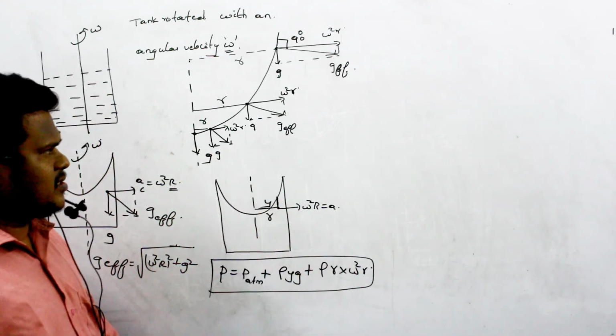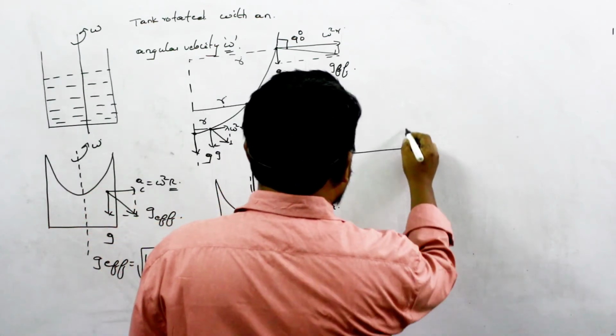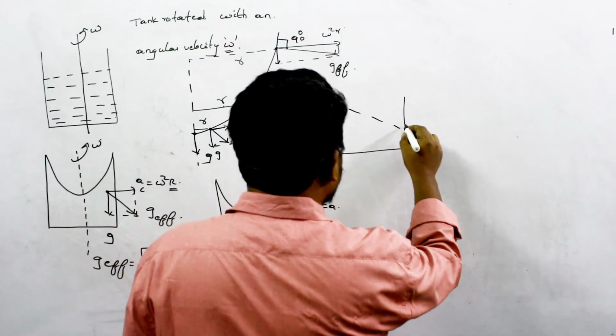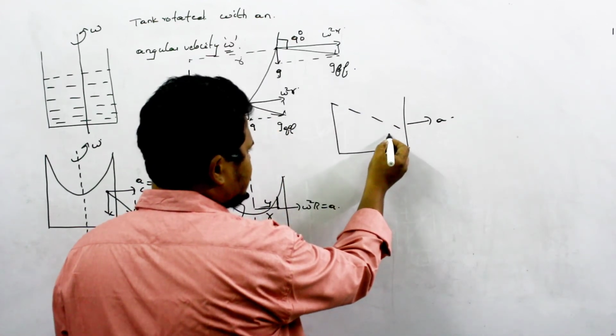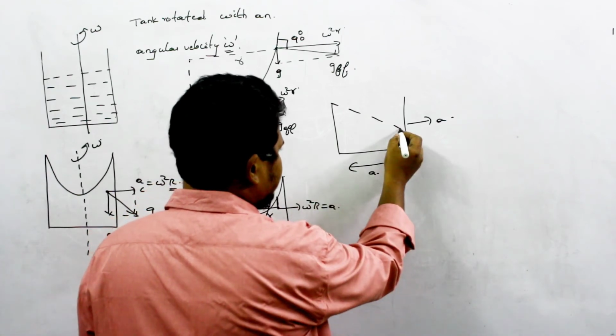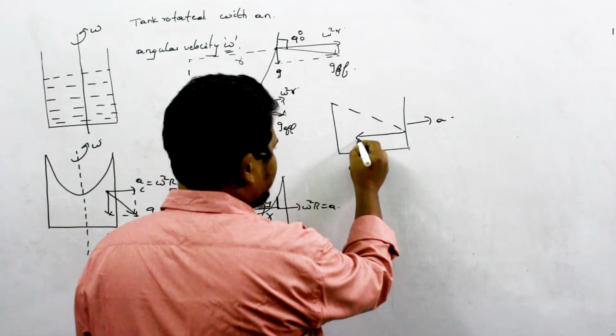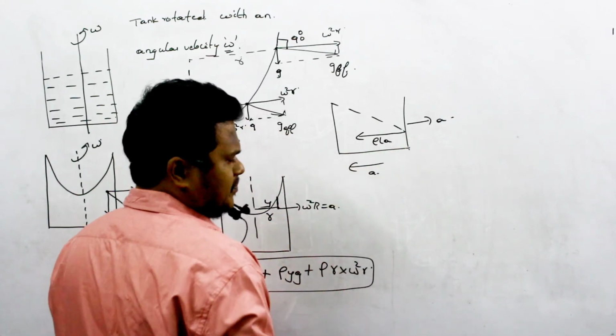We have already studied this previously. For example, if this is a liquid container accelerating in this direction with an acceleration of A, then in this direction a pseudo force, a pseudo acceleration, will be acting. Therefore, as I start moving in this direction, the pressure increases according to rho L into A.